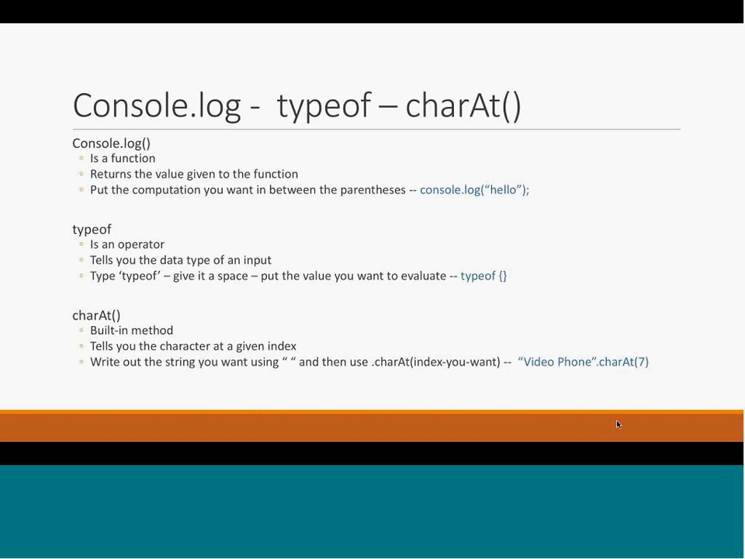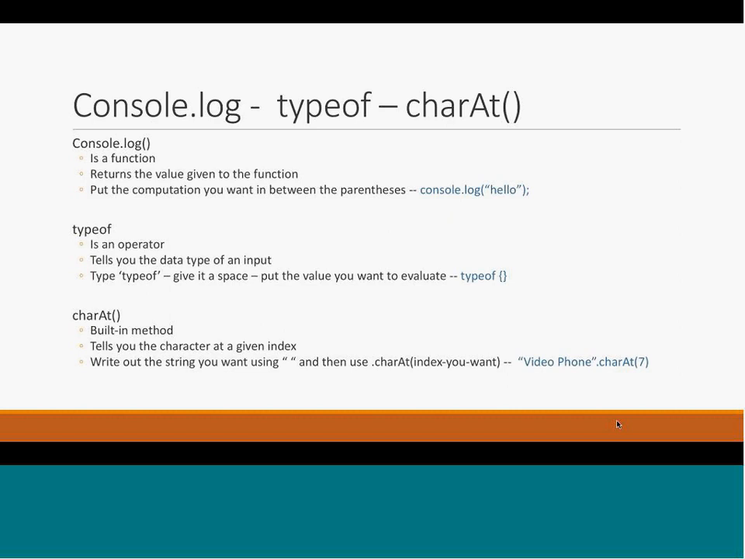I mentioned I'm going to give you a few things to play with. So there's console.log, which is a function, which we've talked about already. It returns the value of a function to the console. To use it, as shown, put the computation you want in between the parentheses. In this example, I put the string, quote, hello. If I put that in the browser, it's going to spit back hello to me.